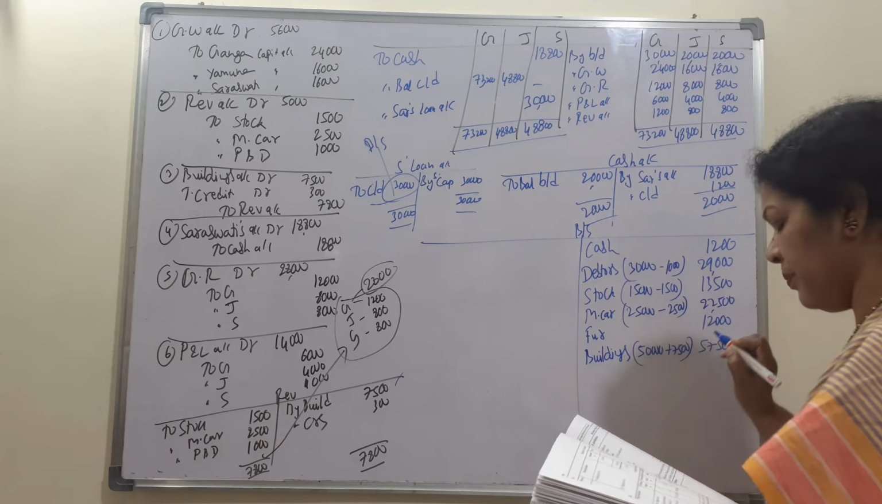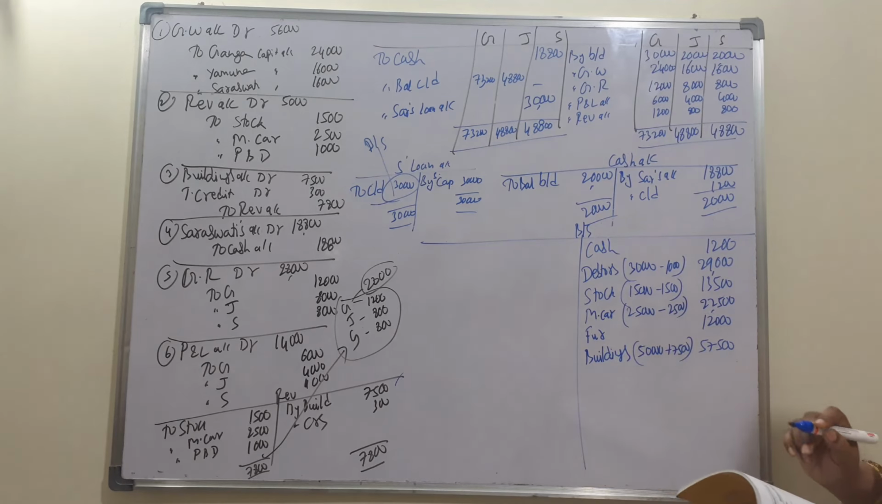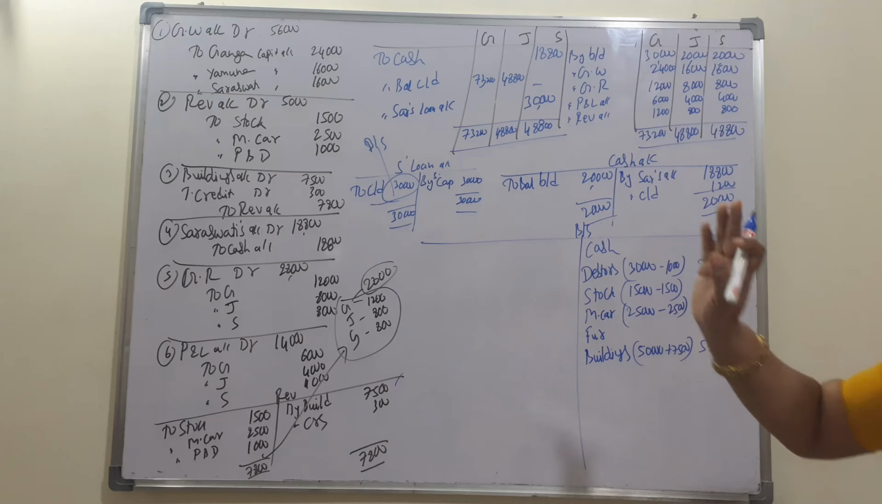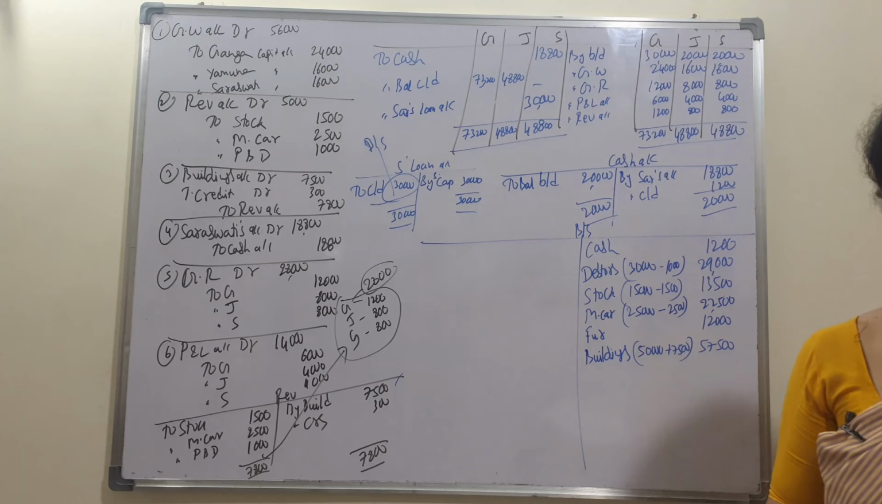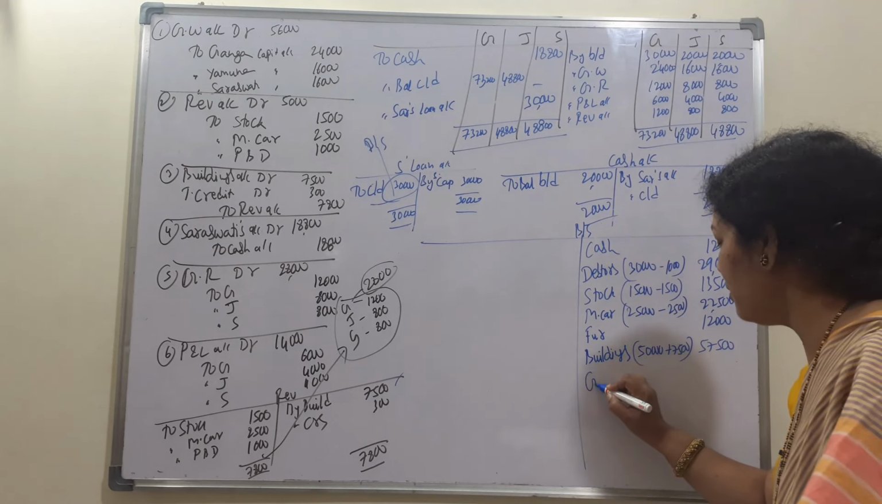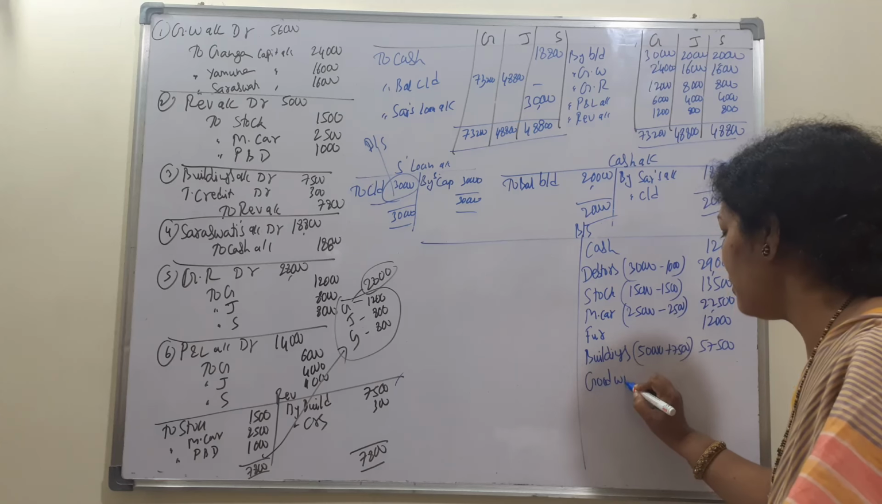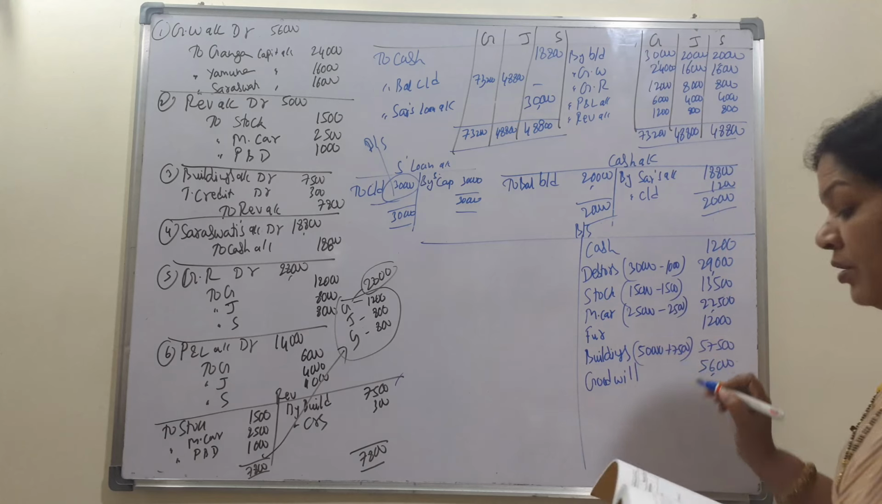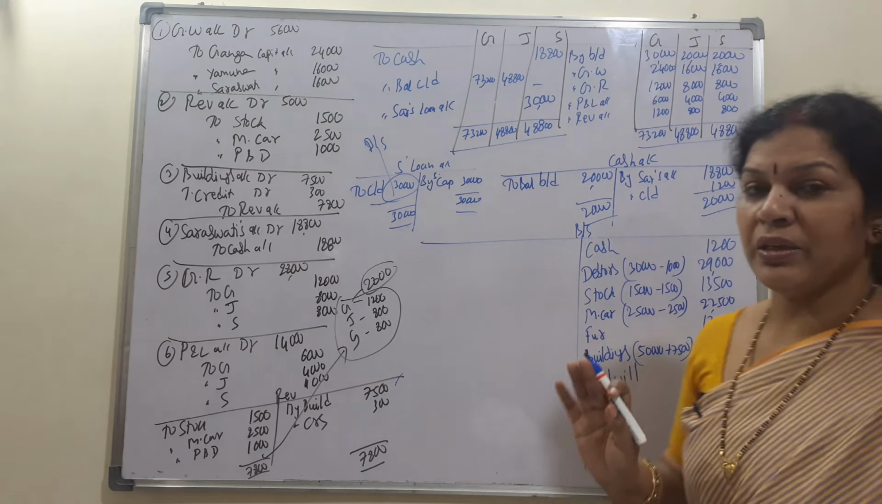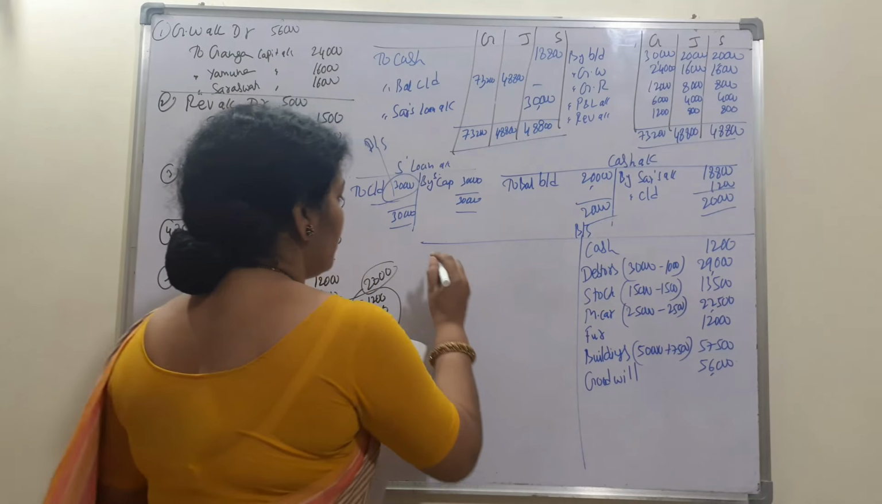57,500. After buildings, anything else? Goodwill. Goodwill is created, it is there in the business only, not written off. So goodwill we can show. Goodwill is 56,000. Now coming to the liabilities, first we will take Ganga, Jamuna, capital.